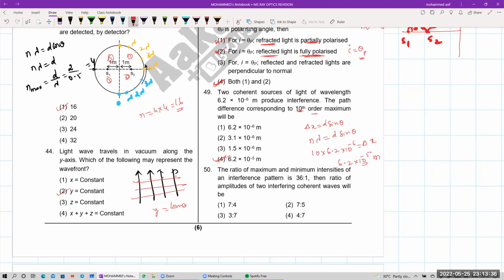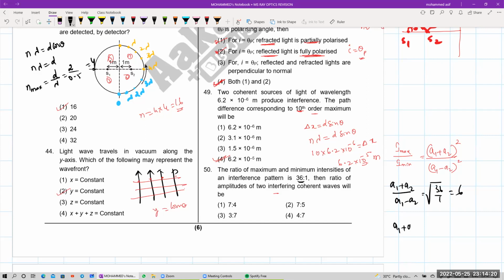Done. Next one. The ratio of maximum and minimum intensities of an interference pattern is 36:1. And the ratio of amplitude of the two interfering waves will be equal to how much? देखो, I max का फॉर्मूला क्या है अपने पास? I max divided by I minima is equal to amplitudes में लिख रहा हूँ तो (A1 plus A2) whole square divided by (A1 minus A2) whole square. ठीक है ना? प्रॉब्लम में क्या दे रखा है? I max by I minima के रेशियो कितना है? 36:1. यानी I can write this one as (A1 plus A2) divided by (A1 minus A2) is equal to under root of 36 divided by 1, that will be equal to 6.